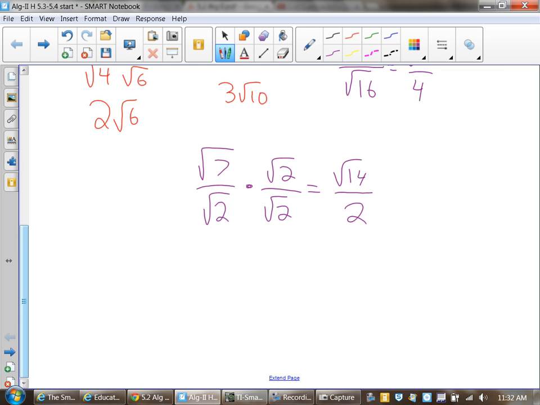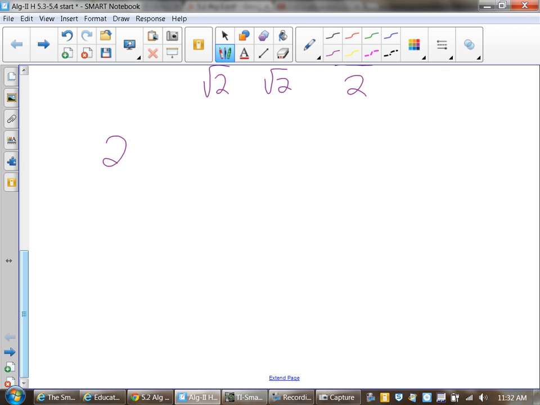Another idea. If you have multiplication. If I have 2 root 5 times 3 root 4, what's the order that you do this? Yeah, outside times outside, radical times radical. What's 2 times 3? 6. What's 5 times 4? 20.